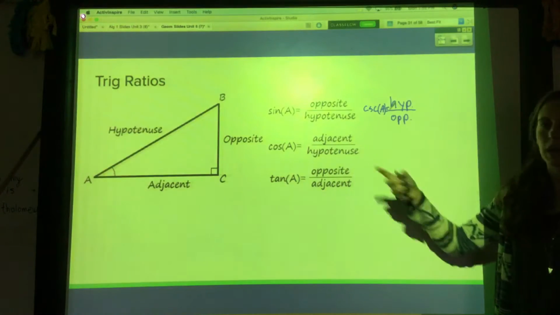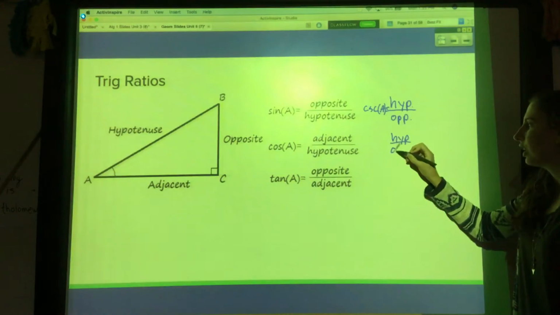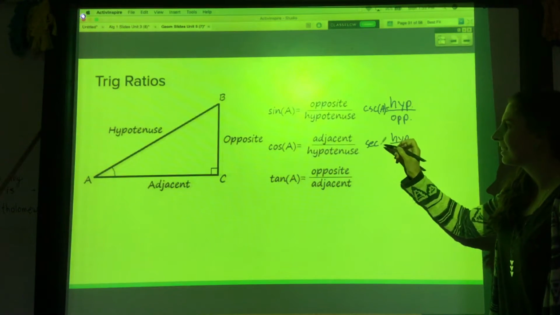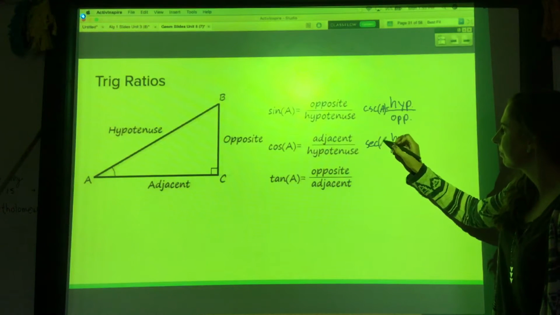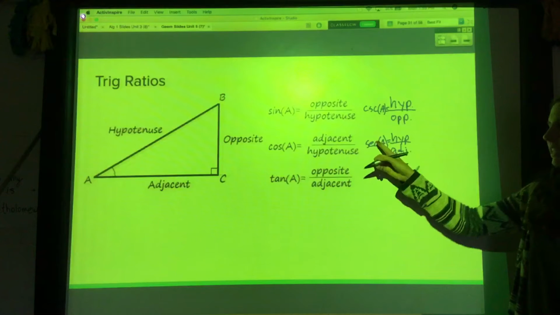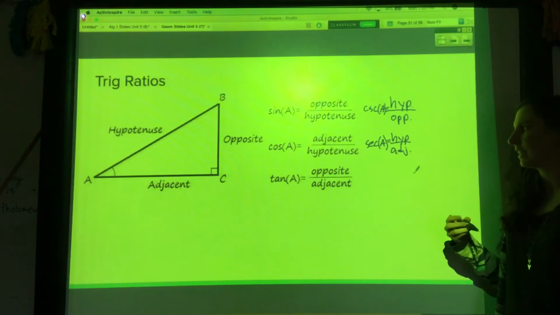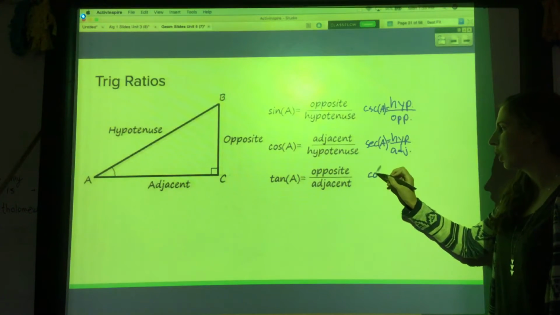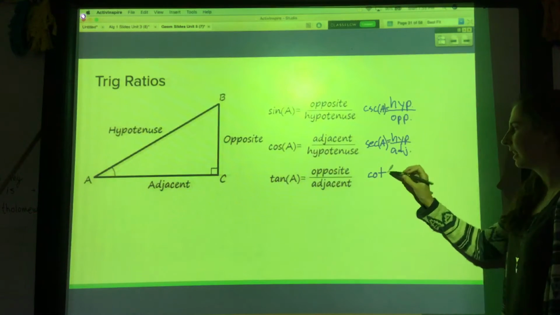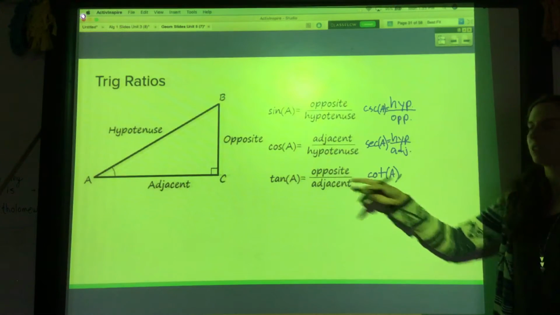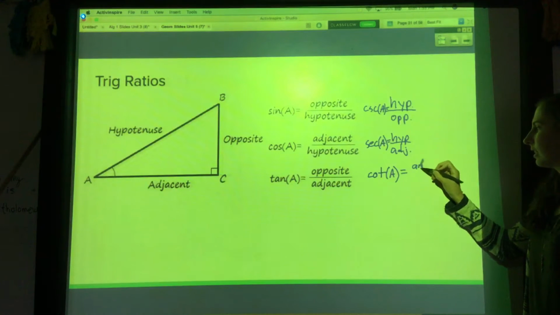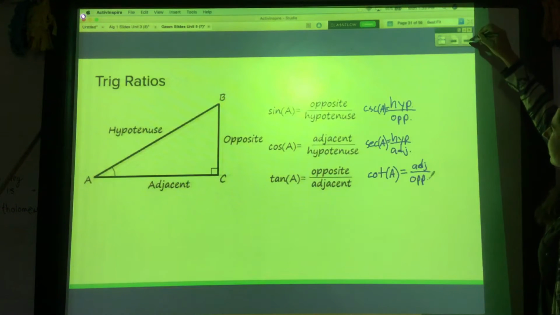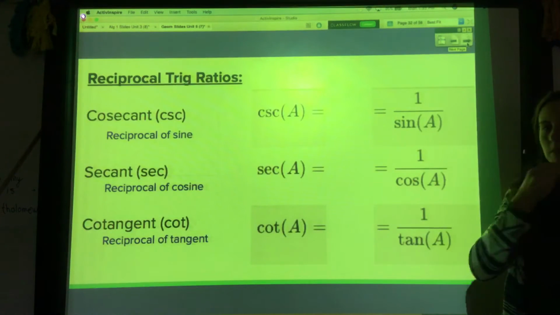Let's say instead of adjacent over hypotenuse, we wanted hypotenuse over adjacent, the flipped version of cosine. This one is called secant. Oh, we just lost all color. Not sure what's happening. Secant, abbreviated SEC for secant, and it's just the flipped version of cosine. And then we have one called cotangent that goes with tangent. And so the cotangent is the flipped version of this. It is adjacent over the opposite. So let's write this out, and I just want to spell them out for you.